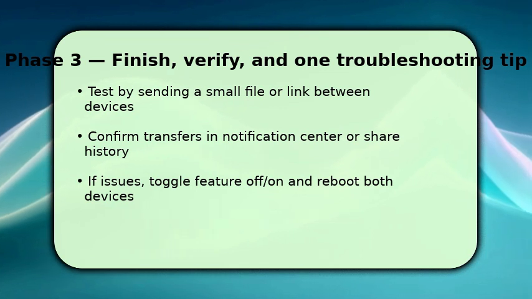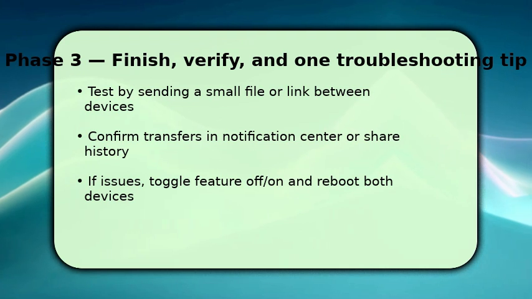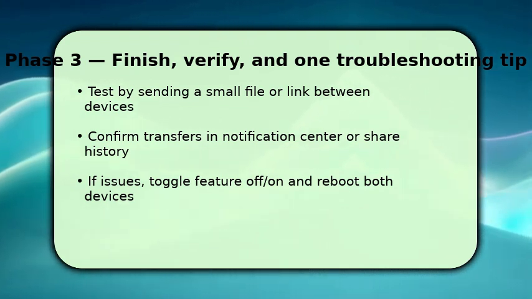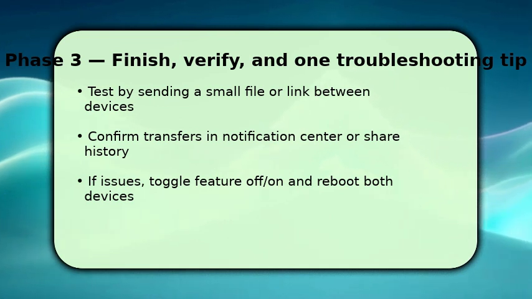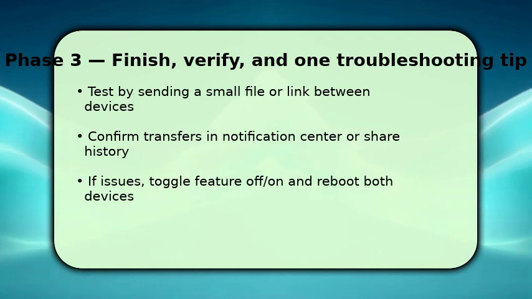If things go wrong, first toggle the sharing feature off and on, then reboot both devices. This clears cached discovery states. If that fails, temporarily switch visibility to everyone to isolate pairing issues, then restore the preferred privacy setting after a successful connection.